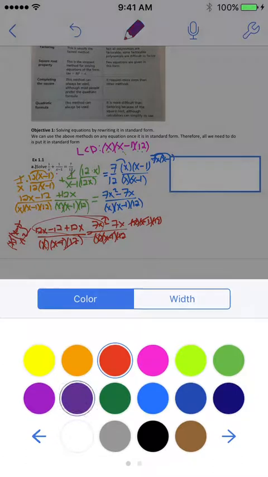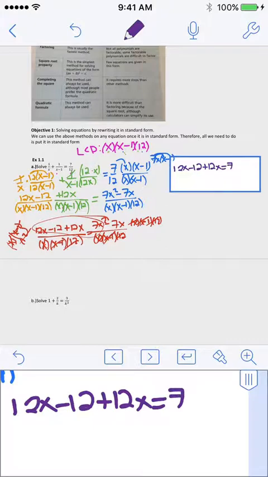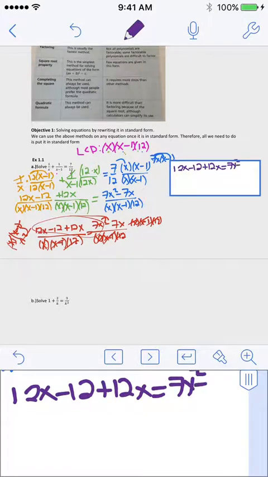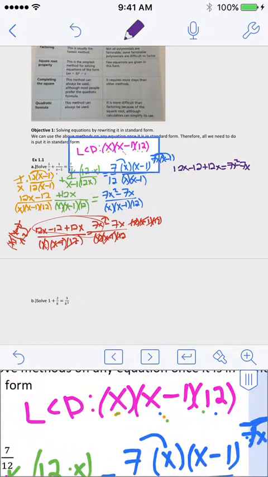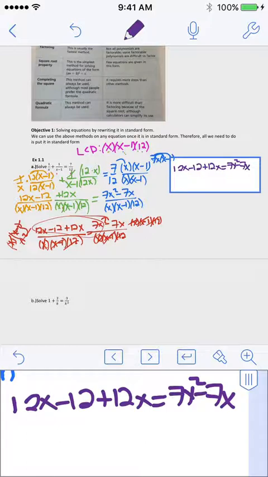So I can take my numerators over here. 12x minus 12 plus 12x equals 7x squared minus 7x, right? That's what was sitting in my numerators. And now I've got stuff that is on the verge of being quadratic. So the whole point of finding that LCD was to make it all match and get rid of the denominator so that everything was just a nice whole number.